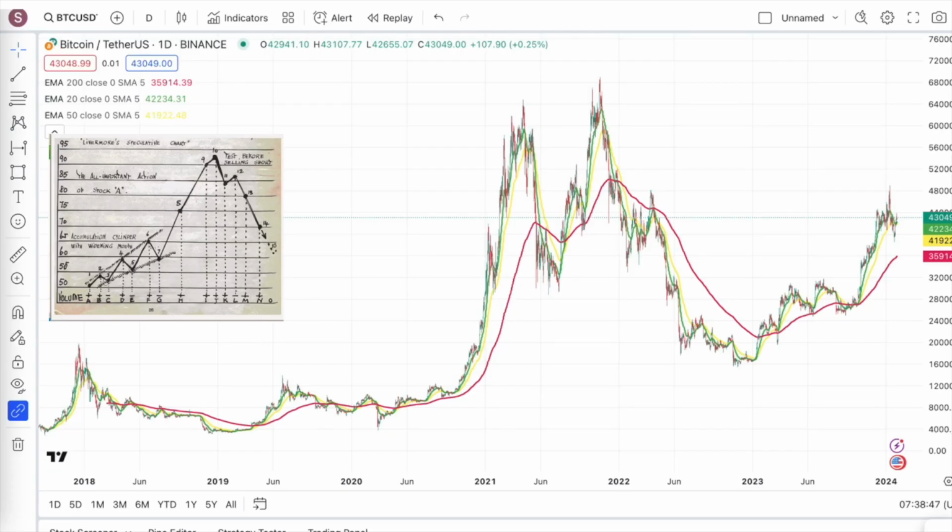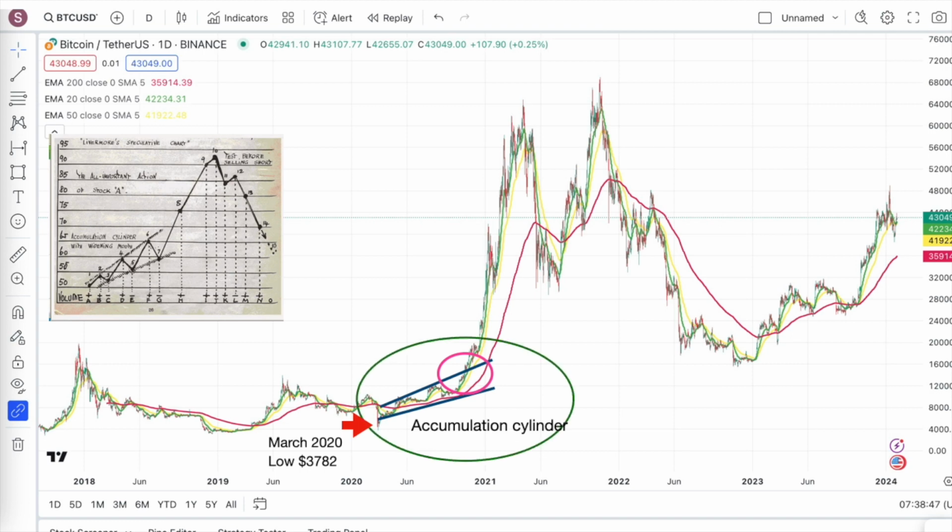Now in March 2020, Bitcoin formed a low of $3,782. From then on, it formed the accumulation cylinder pattern. This looks like an expanding triangle pattern, and then a breakout happened above that expanding triangle pattern at the $12,000 level. Bitcoin made a strong move towards a 63,510 top, and then it consolidated and dropped back down in November 2022 to the 15,000 levels.